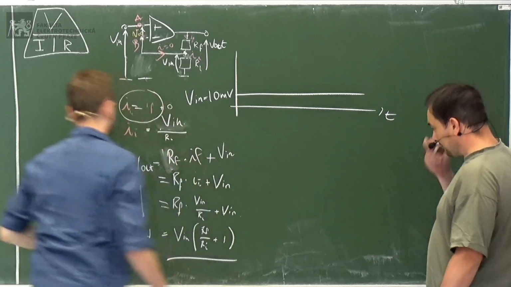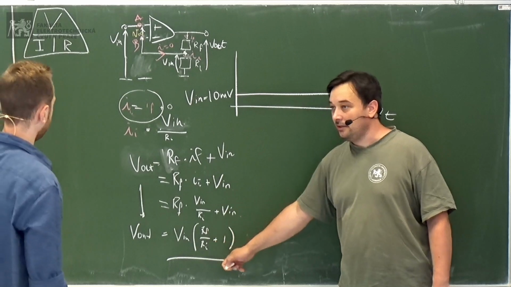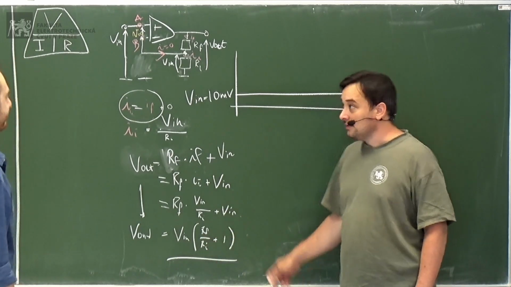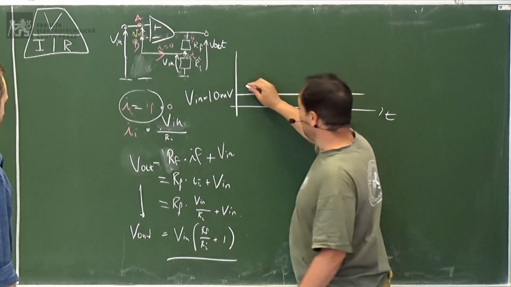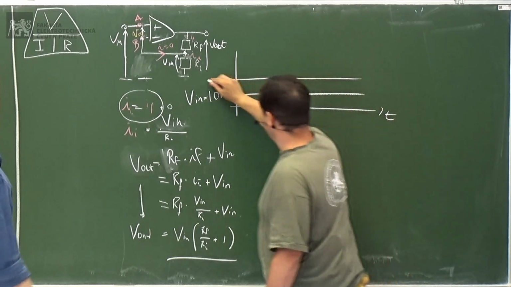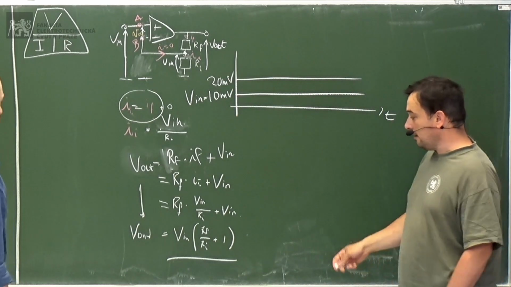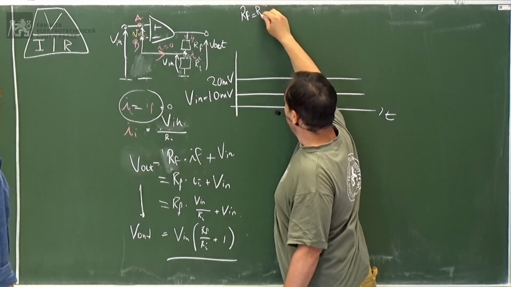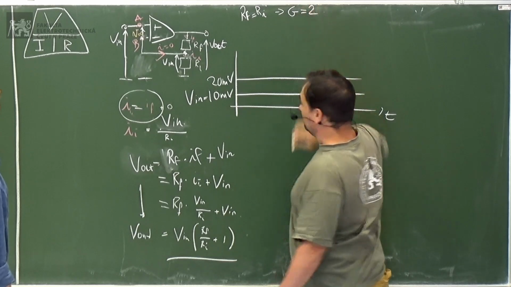This is the reason why if you have two equal resistors, 1 kilo, it gets 1 kilo divided by 1 kilo is 1, plus 1, 2. That's why if you apply, for instance, 10 millivolts, the output will be times 2. So if we have RF equal RI, then the gain will be 2.